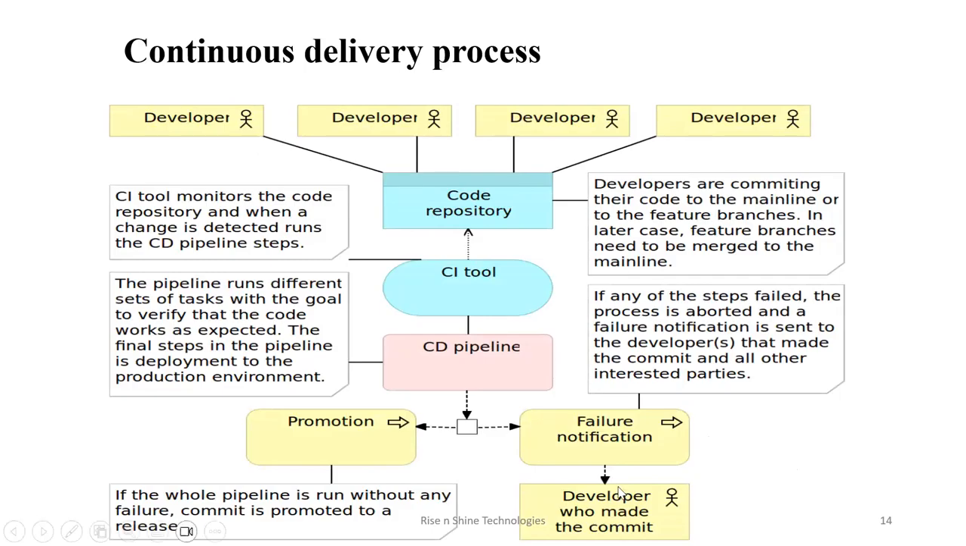So, the delivery process model, the continuous delivery pipeline. Once continuous integration is done, we need to define the delivery pipelines that run different sets of tasks with the goal to verify that the code works as expected. The final step in the pipeline is deployment to the production environment. Whether it is the delivery model or the deployment model depends on the use case, and you need to handle it accordingly.